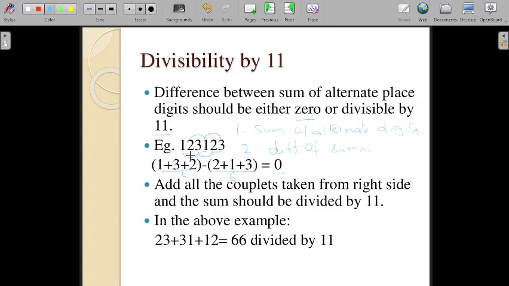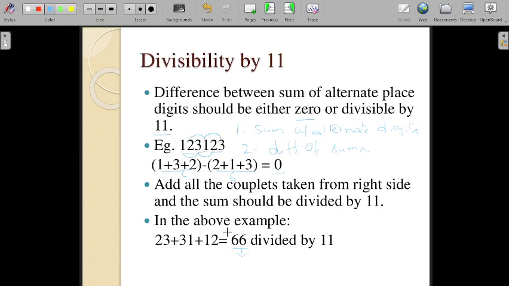Once we divide this number into couplets, we need to add them. For example, here 23, 31, and 12. So the sum is 66. Since 66 is divisible by 11, the whole number is divisible by 11.